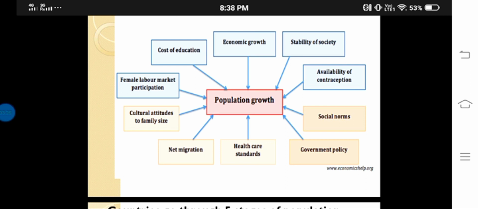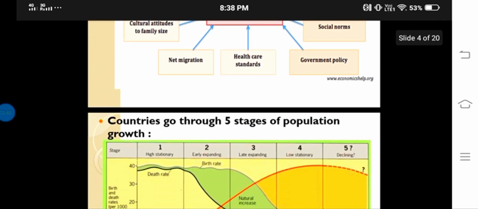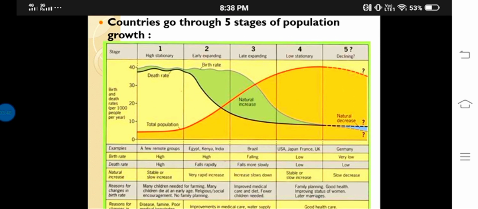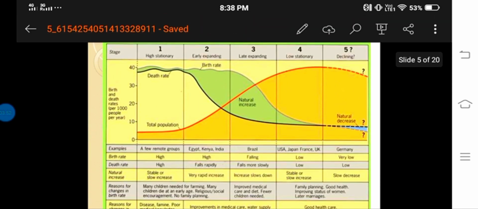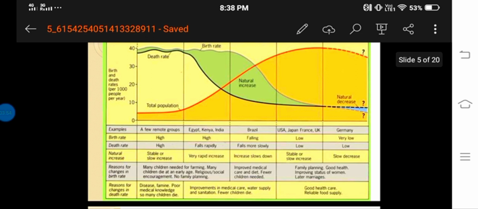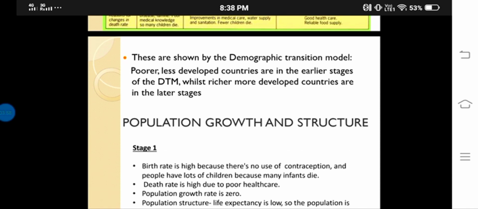Female labor. If a female is educated, working and independent, then obviously she will have more control over her life. She will decide whether she wants to have an additional child or expand her family. That is why we say education of females is very important and significant. This is a diagram you can see here, and you can take a screenshot of this, or find it on Google as well. It's a very popular diagram of the demographic stages.